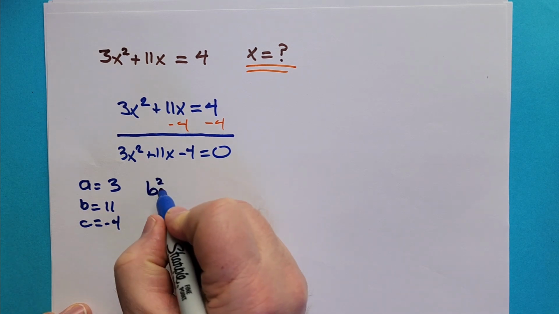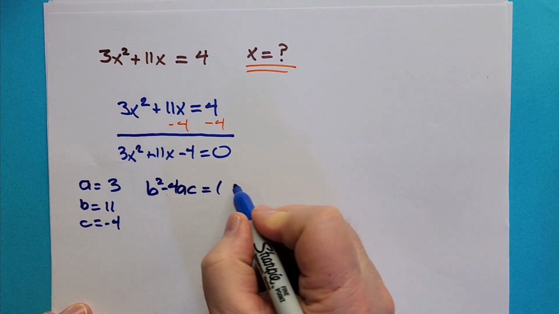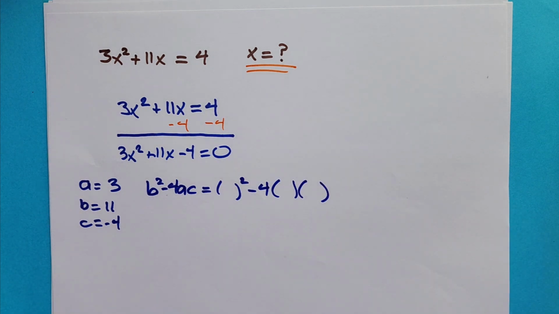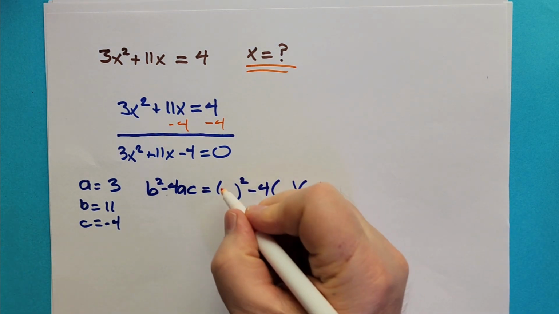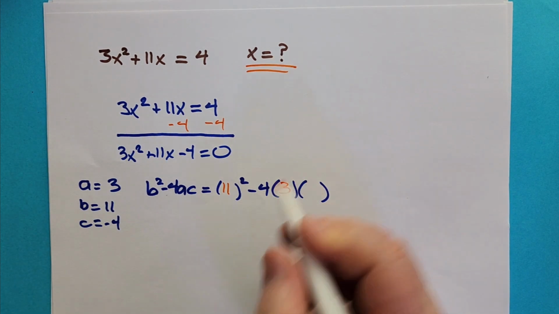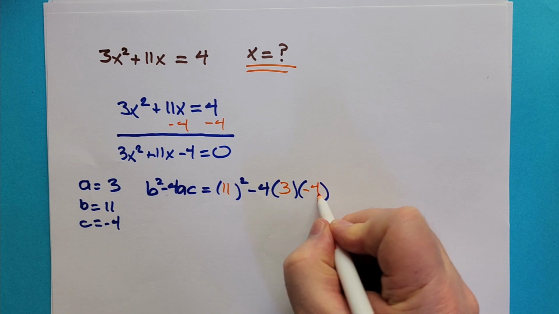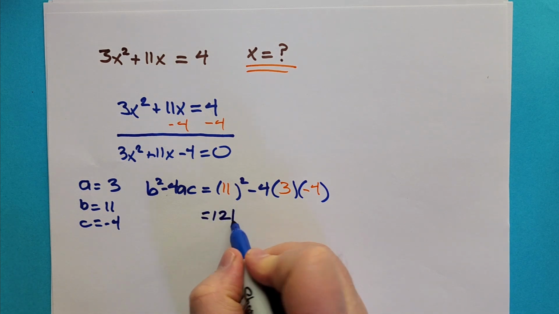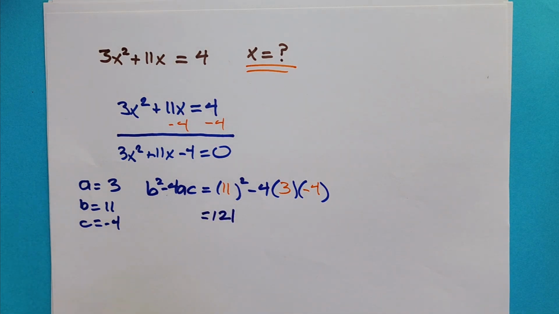Okay, so b squared minus 4ac, we're going to replace b with, we actually know b is 11, and a is 3, and we're going to replace c with a negative 4, and then we just use the order of operations to figure out what this is. So 11 squared is 121. We got to be careful with the signs on this. We're going to do the 4 times the 3. 4 times 3 is 12. So negative 4 times 3 is a negative 12.